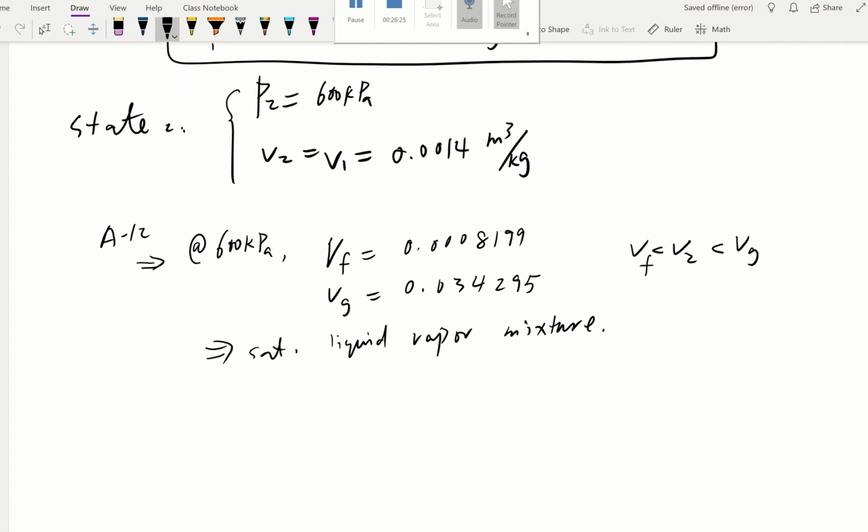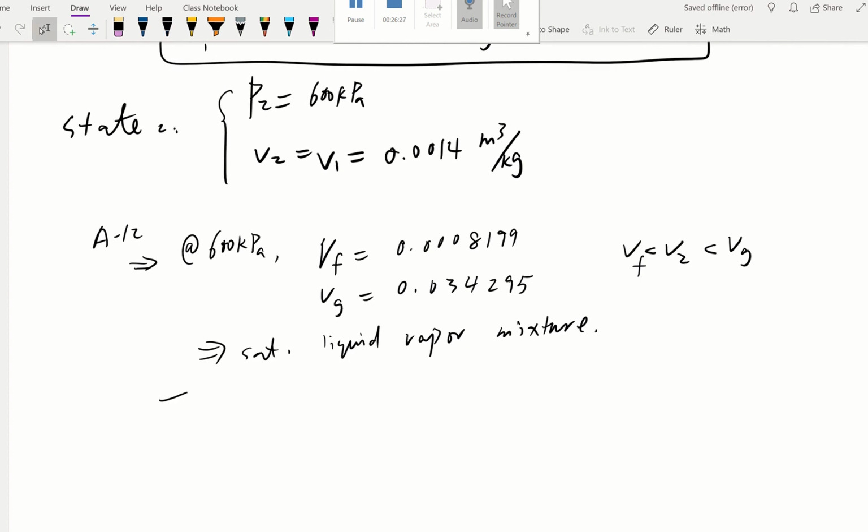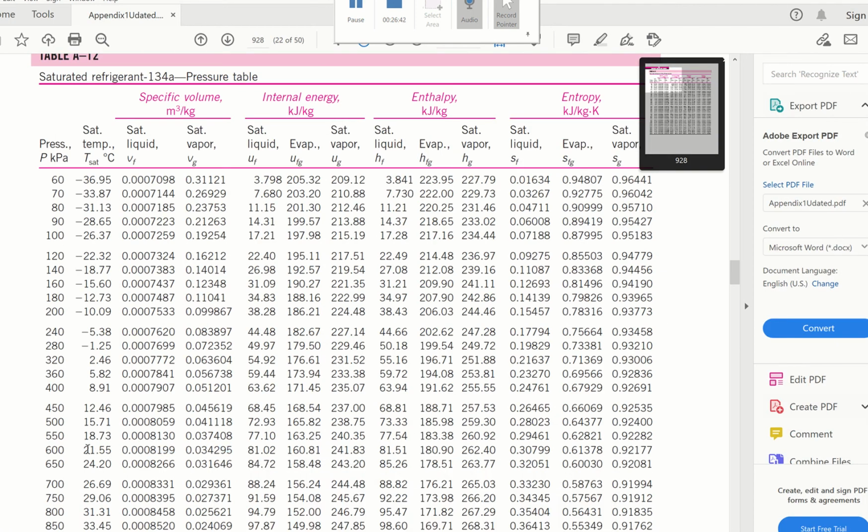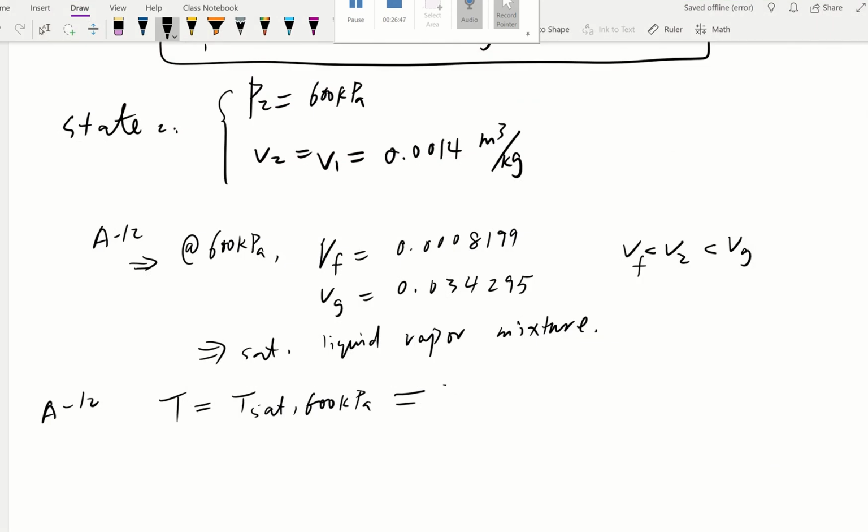If it's a mixture, in order to find our temperature, T is going to be Tsat at 600 kilopascal. So going back to table A12, let's see what the Tsat is going to be. It's going to be this value, isn't it? 21.55 degrees Celsius. Then in order to find our enthalpy, we need to find the quality because it's a mixture.